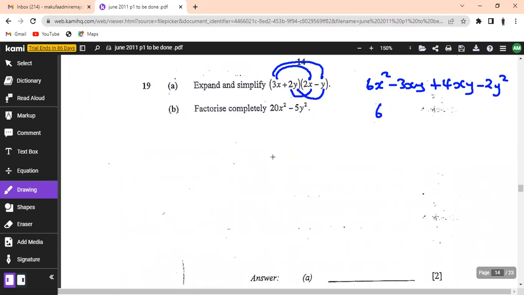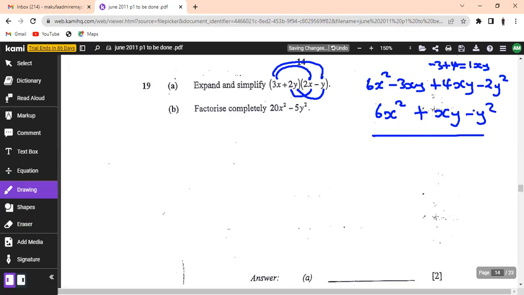Okay, so we are going to have 6x squared. Collect like terms: minus 3 plus 4 gives us 1. So it was supposed to be 1xy like this, but we can't write 1xy, guys. We just write it as xy like that. Okay, so this is to expand. Don't factorize, just expand. So this is minus 2y squared. All right. I think that's it. We are just done.